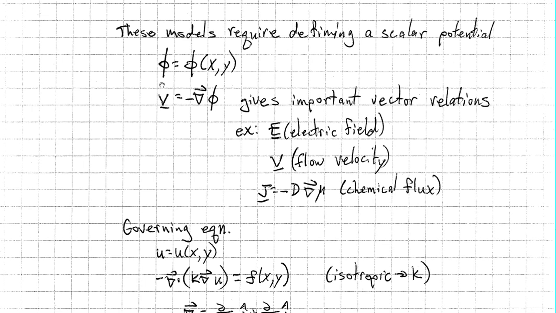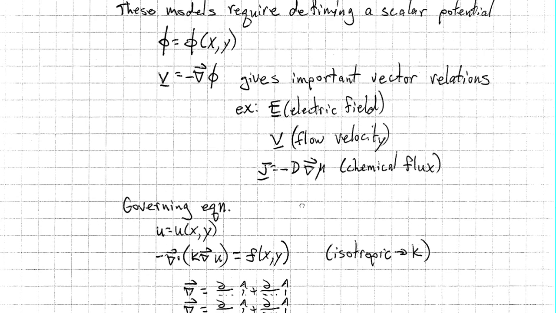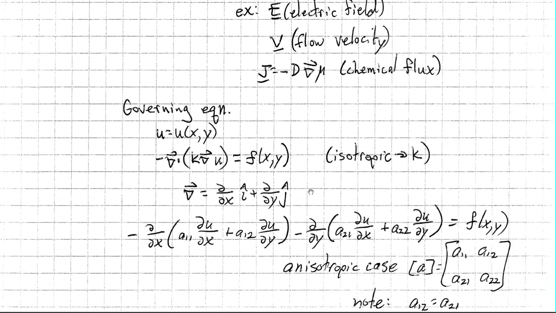But specific to electrostatic problems, we have an electric field. This vector is the negative gradient of the potential. Alright, so here I'm talking about electric field. It could be flow velocity, it could be a chemical flux, or mu would be replaced with phi as your chemical potential. So here's the governing equation.